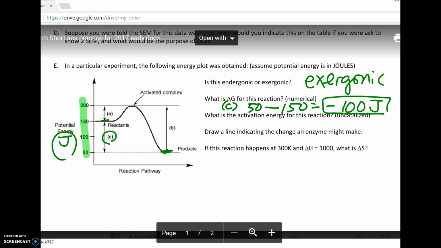Activation energy will always be a positive number. It's going to be section A. So for this one, it's going to be 50 joules. It's just this distance. You will literally be asked this exact question.